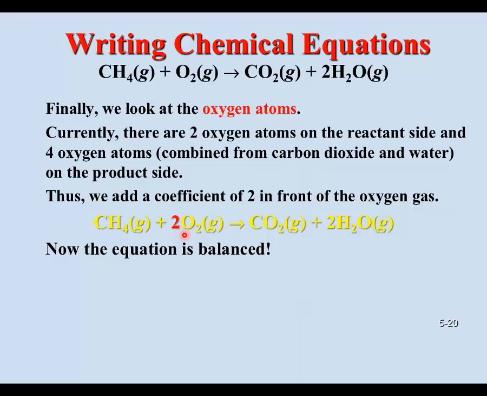So now I have 4 oxygen atoms on both sides, and we have a balanced equation. Now, frequently students will forget when they should use diatomic molecules. Remember, there are 7 diatomic elements that you should recognize. They make a little 7 on the periodic table.